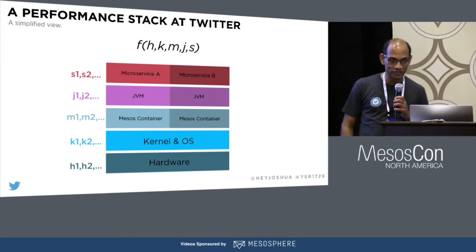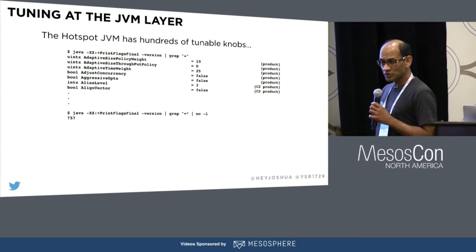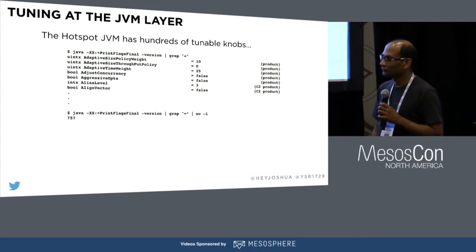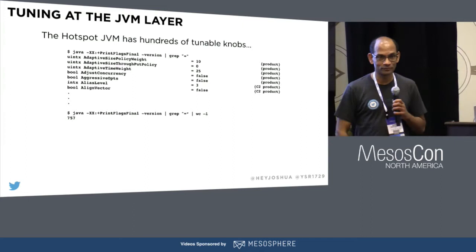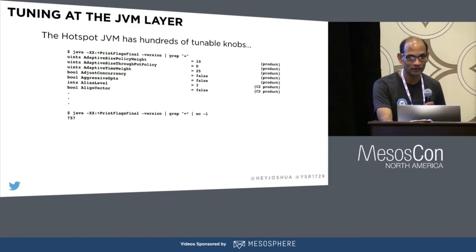Turning first to the JVM, which is what we are initially targeting, the HotSpot JVM has hundreds of parameters. In this case, I'm listing a few of them over here, and if I look at the count of a version of the JVM that's probably a year old, we find that there are about 757 tunable parameters. Now, not all these parameters actually affect performance, but there's a large percentage of them that do. So you could say that there are several hundred parameters that can be tuned that might affect the performance of your application.